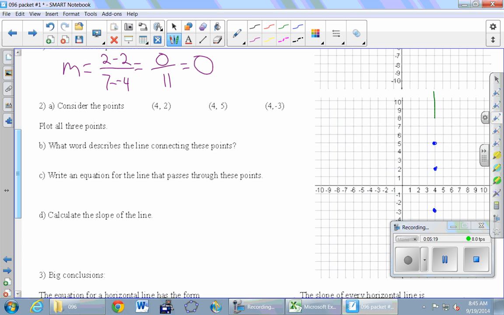And then go ahead and draw the line that connects all 3 of those points. What word describes that special line? Vertical.